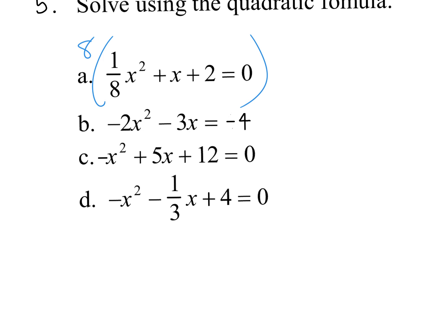Okay, first, let's talk about that for a second. What do we need to do first? We got to move what? We got to move the 4 over. Everything needs to be on one side, set equal to 0.